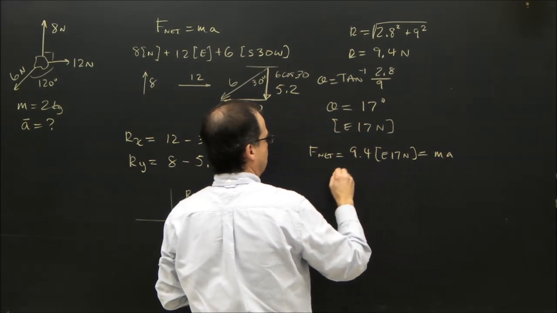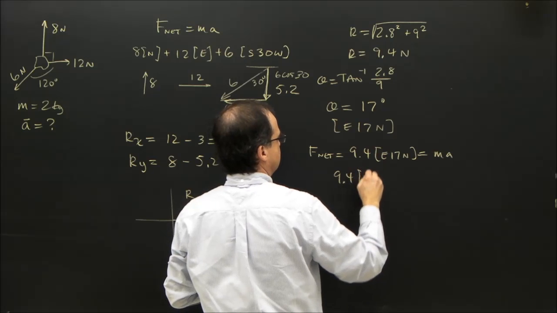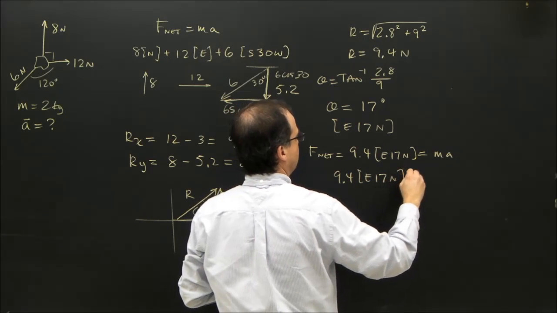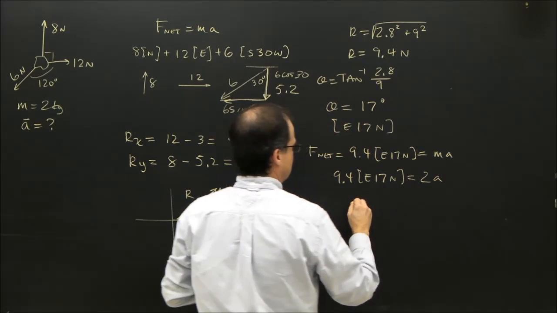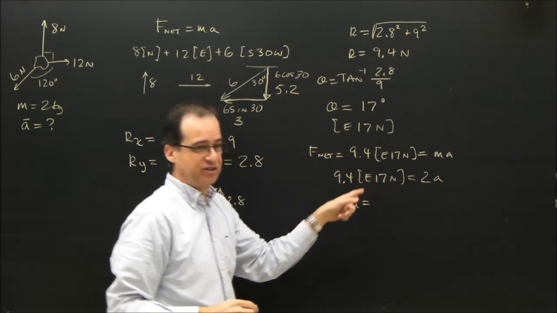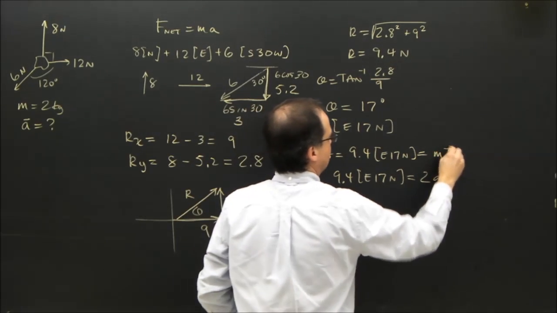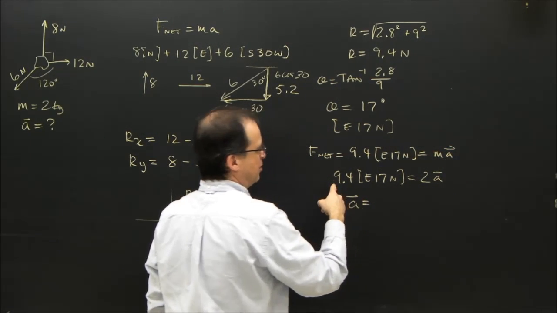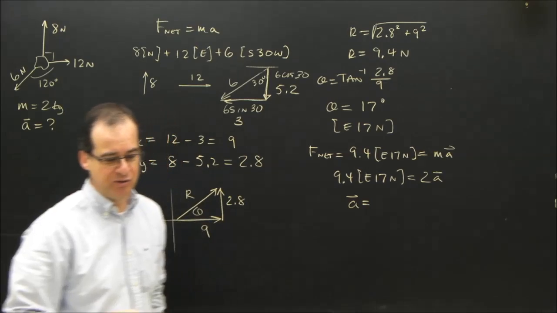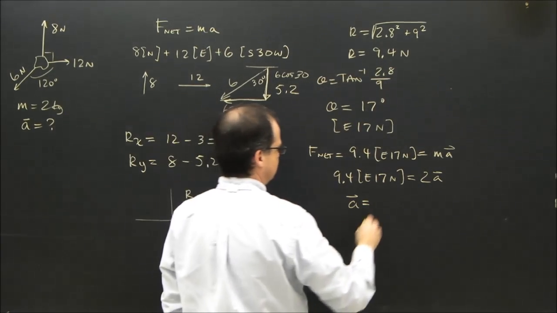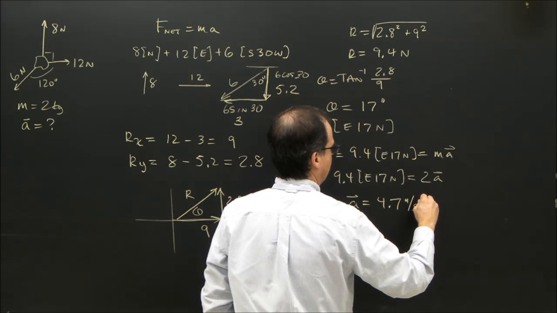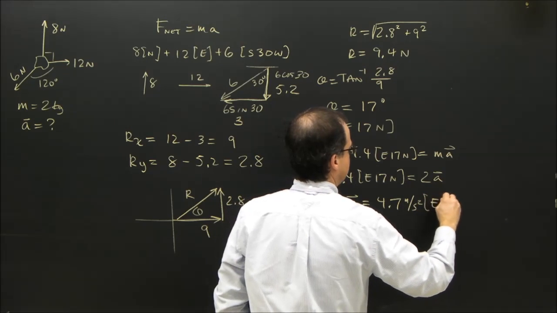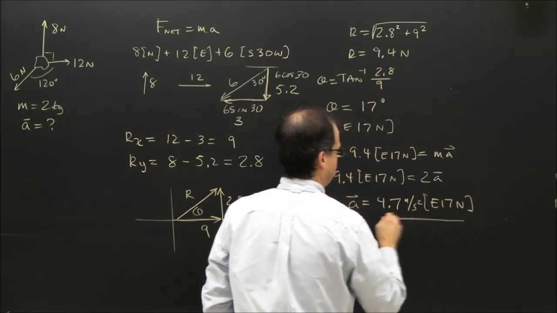So 9.4 east 17 north equals the mass, which was 2, times a. The direction of the acceleration stays the same. The acceleration is 9.4 divided by 2, which is 4.7 meters per second squared, east 17 north.